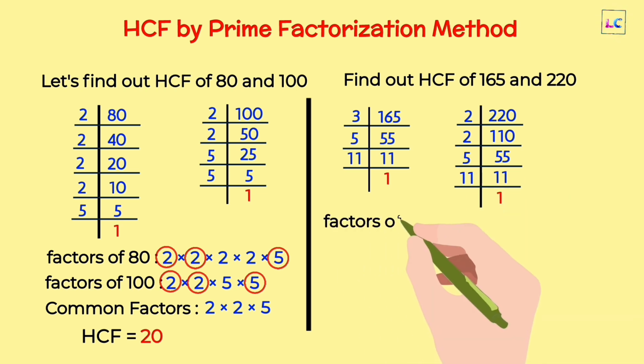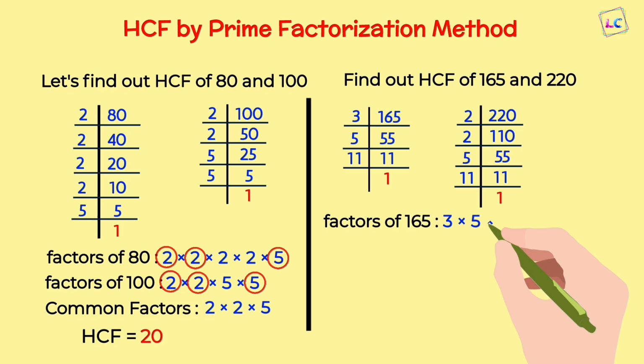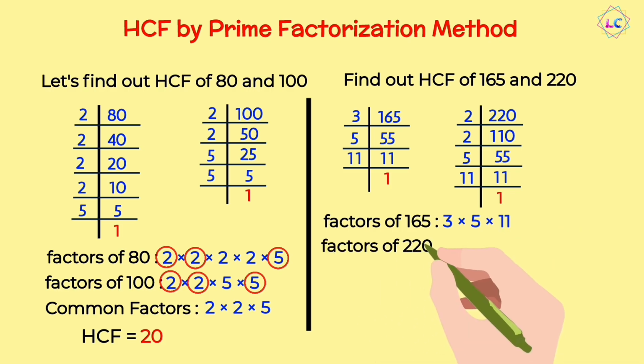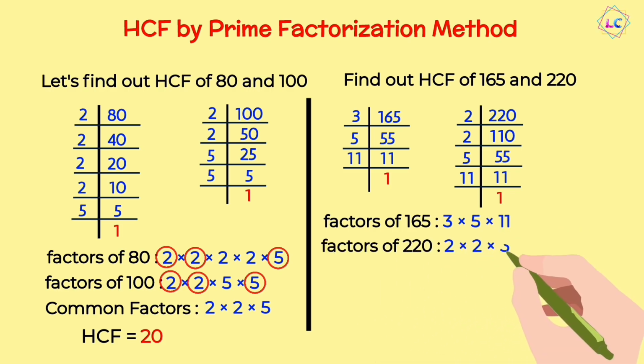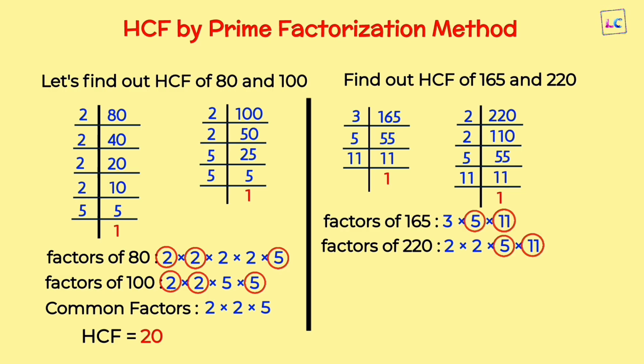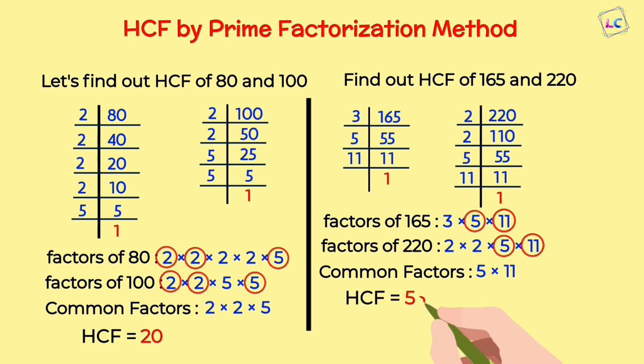So, the prime factors of 165 are 3x5x11, and the prime factors of 220 are 2x2x5x11. Circle all the common factors. Here common factors are 5 and 11. Now we can write common factors as 5x11. Multiply all the common prime factors. So, 5x11 is equal to 55. So, the highest common factor, HCF of 165 and 220, is 55.